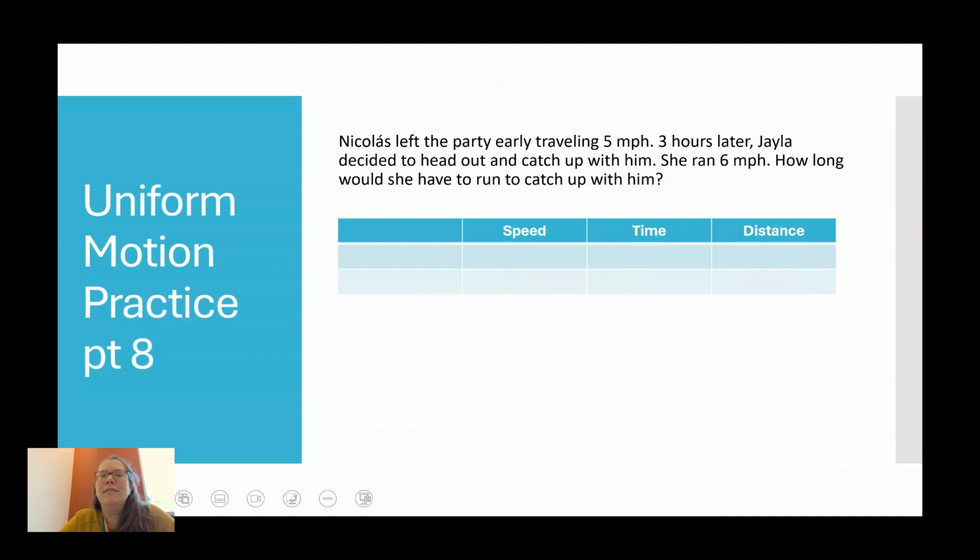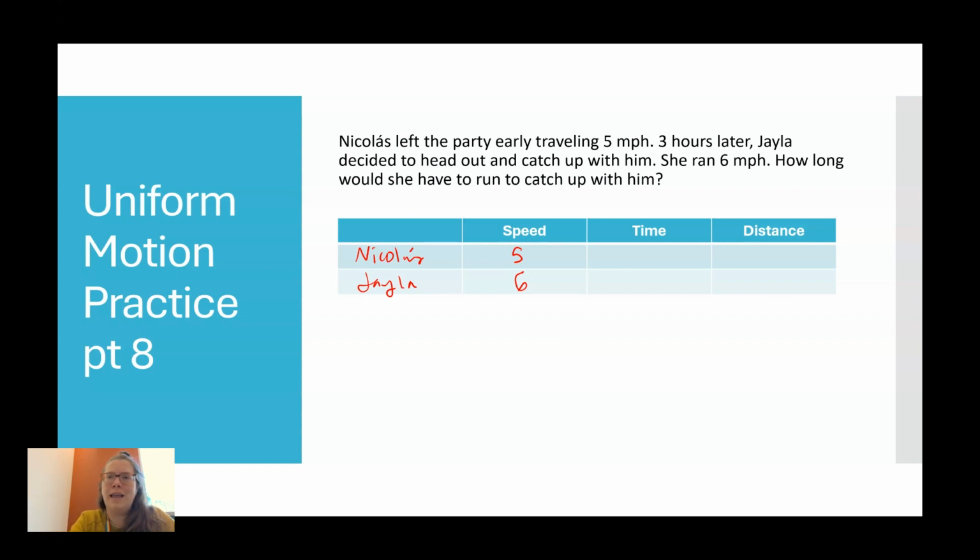All right. Nicholas left a party traveling 5 miles per hour. And 3 hours later, Jayla decides to go catch up with him. She's running 6 miles per hour. How long is she going to have to run to catch up with him? We're a little worried right now. There's a lot we're missing.